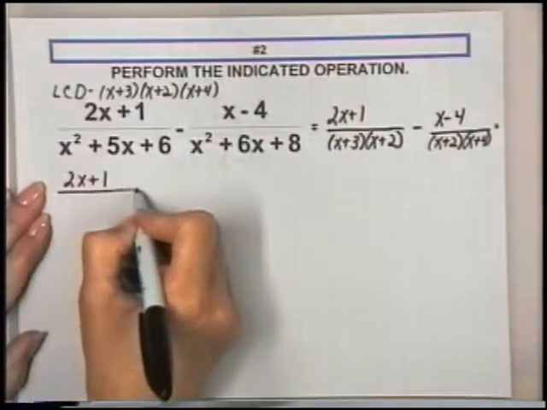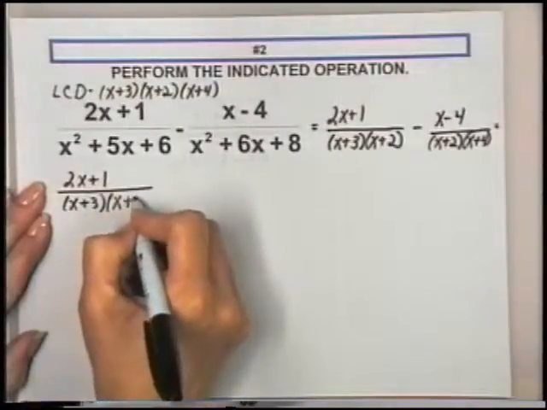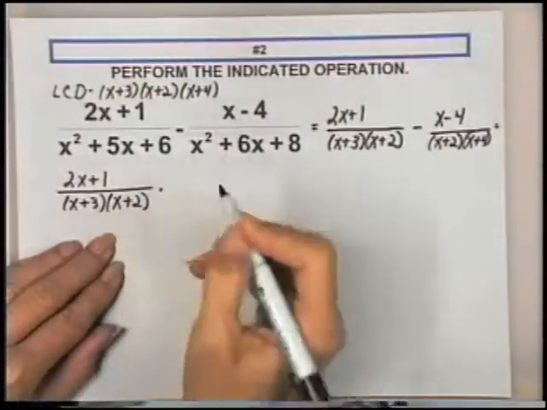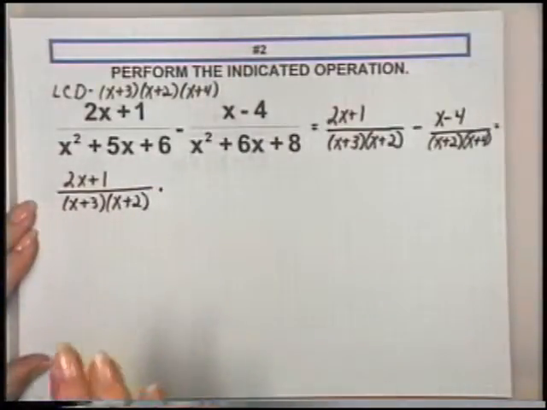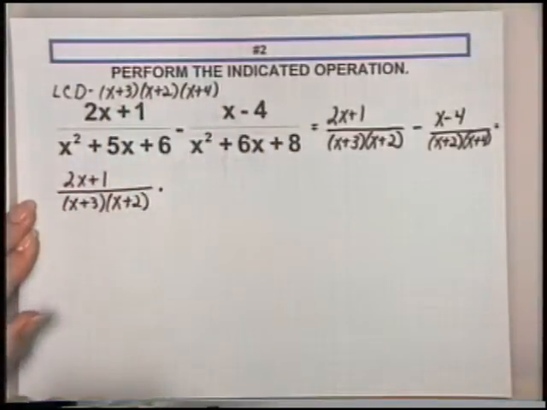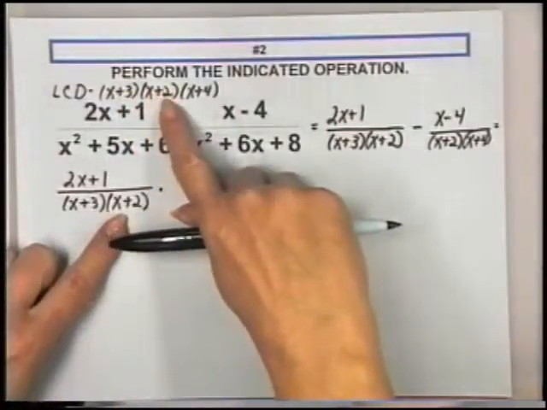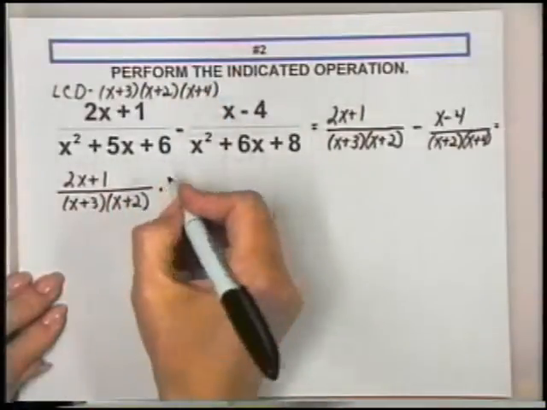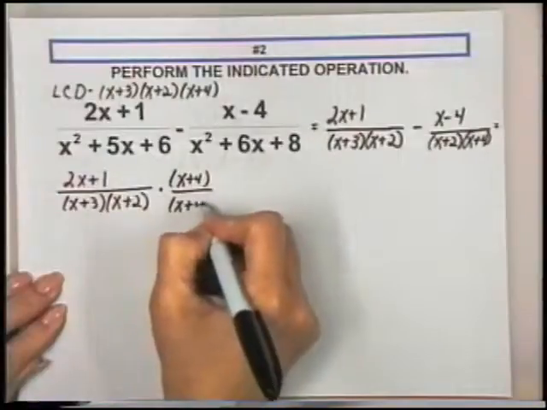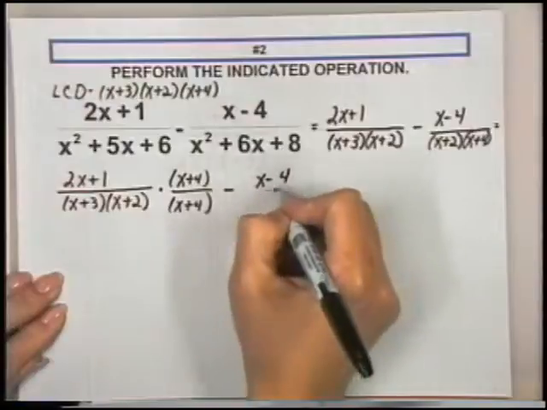Let's write my first fraction. Let's figure out what I need to multiply by so that the resulting equivalent fraction will have a denominator of x plus 3 times x plus 2 times x plus 4. I have the x plus 3, I have the x plus 2, I need the x plus 4. So I will multiply by x plus 4 over x plus 4.